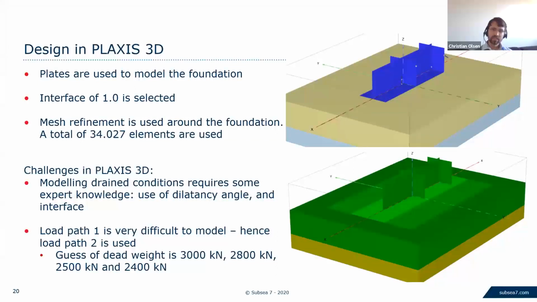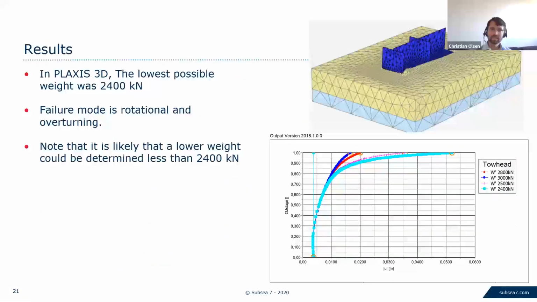When you try to analyze something that's both failing in torsion and overturning at the same time, you'll find that load path 1 is very difficult to model in PLAXIS, and therefore instead I've used load path 2. So then you need to come up with a series of guesses for the dead weight. So I reduced it from 3,000 down to 2,400 kilonewtons. And we then see the results here.